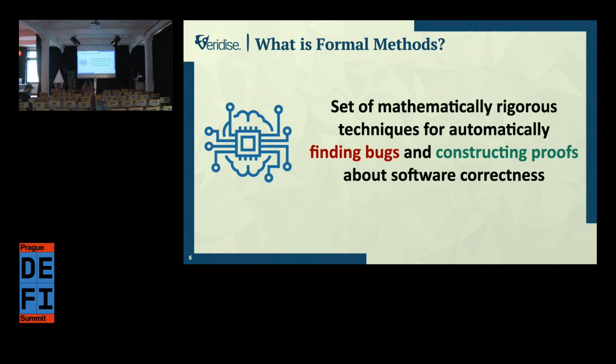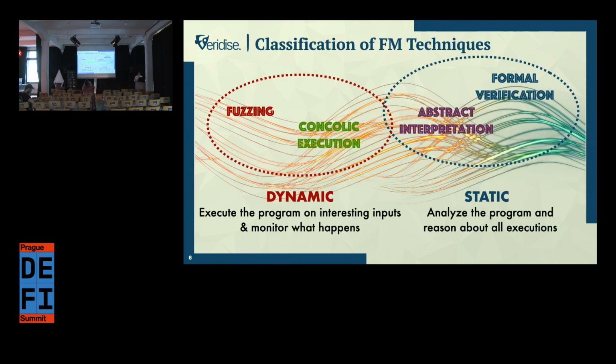And the main question here is, what are formal methods? Formal methods are a set of mathematically rigorous techniques for automatically finding bugs and constructing proofs about software correctness. We can classify these techniques as either dynamic or static. The dynamic techniques execute the program on interesting inputs and monitor what happens, with the goal of finding a particular bug, while the static techniques don't run the program, but analyze it, basically staring at the source code and trying to reason about all execution paths.